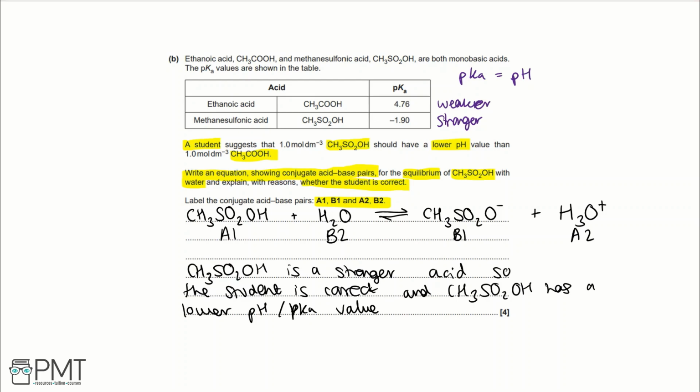To get the 4 marks for this question, you get 1 mark for your equilibrium, 1 mark for your conjugate acid-base pairs, 1 mark for saying that methane sulfonic acid is the stronger acid, and then you get your final mark for saying that the student is correct and that methane sulfonic acid has a lower pH or lower pKa value. Alternatively, you could have said that methane sulfonic acid has a higher Ka value or a greater concentration of H+. Either of these would have gotten you the final mark for this question.